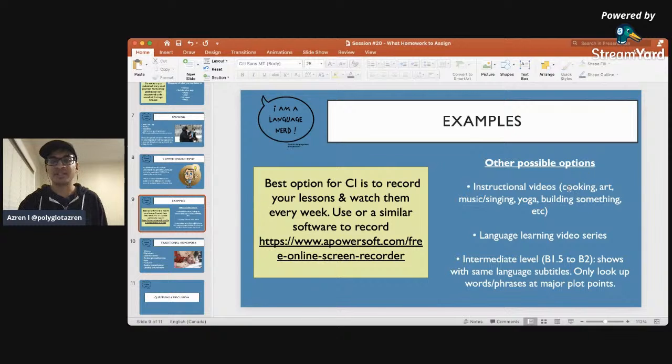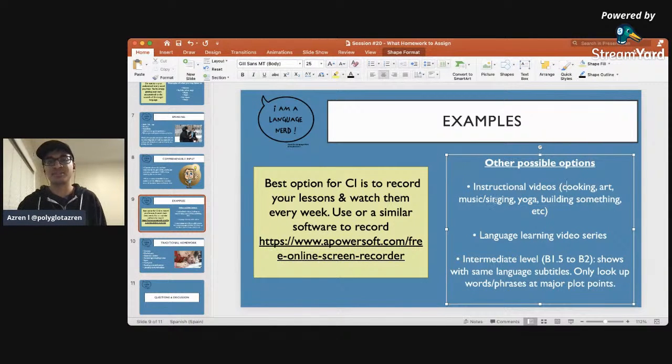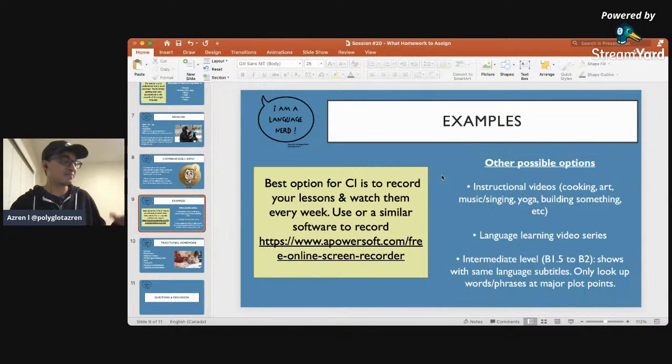Other options include instructional videos: cooking, art, music, singing, yoga, maybe how to build something. Anything where the person's teaching you something is really good, because you can physically see what they're doing with your eyes. And then if you understand 40, 50, 60, 70, 80% of the words, and then you see what's happening, you'll piece together the rest with context of what's happening.